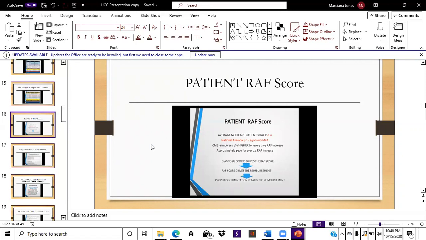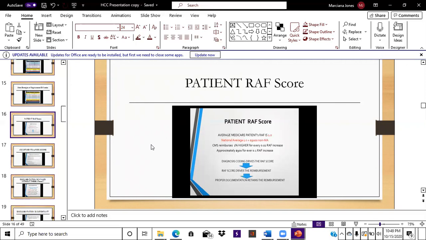So, you know how we talked about the bigger the burden of illness is, and a lot of physicians are now in a lot of qualifying programs. So it's a lot of money to get into these categories, especially HCC coding. The diagnosis coding drives the RAF score. The RAF score drives the reimbursement. And proper documentation keeps the reimbursement, because you know they'll come back and take it back.